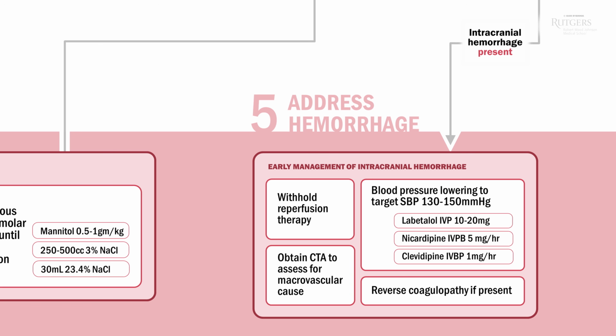Lower the patient's blood pressure to a target systolic blood pressure of 130 to 150 millimeters of mercury. Blood pressure reduction can be accomplished with 10 to 20 milligram pushes of intravenous labetalol and nicardipine or clevidipine intravenous drips with starting doses of 5 milligrams and 1 milligram per hour, respectively. Reverse any coagulopathy if present.